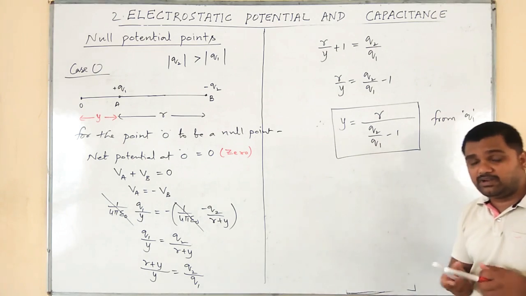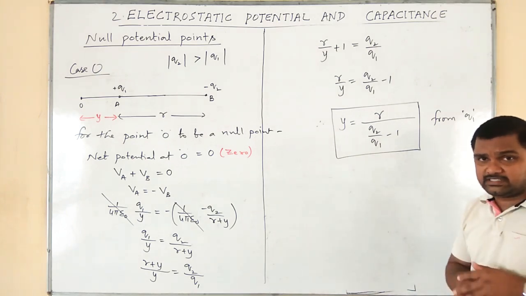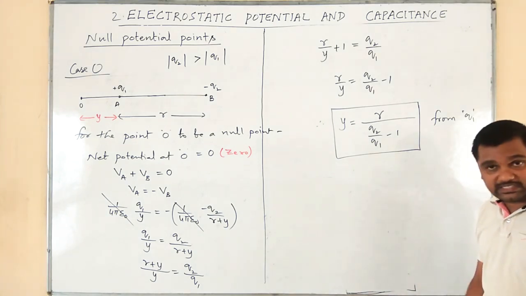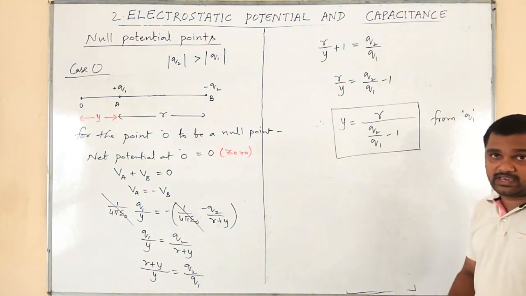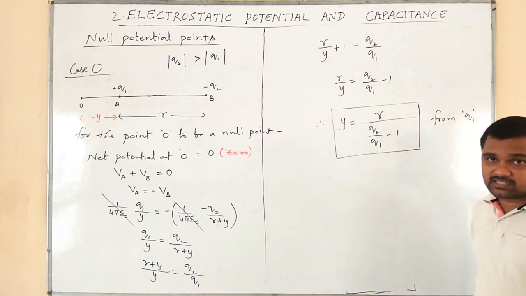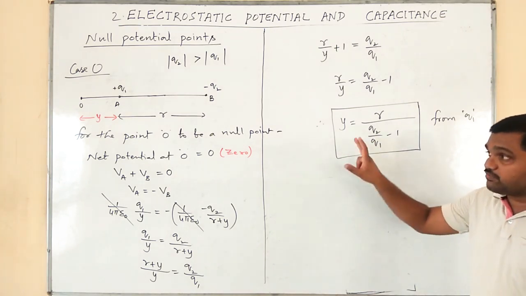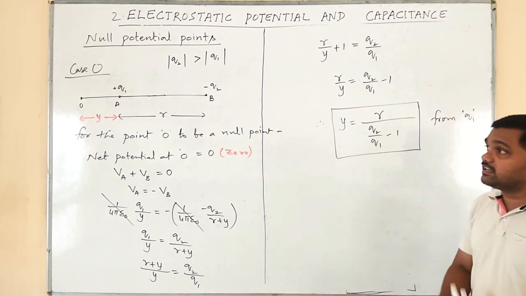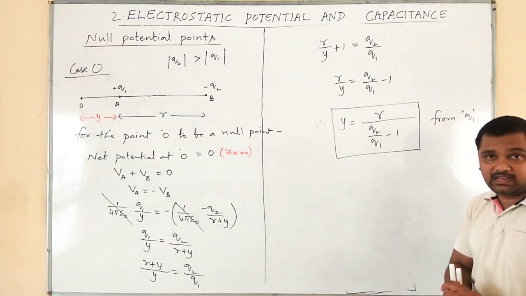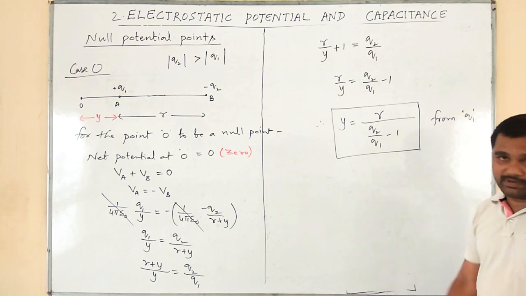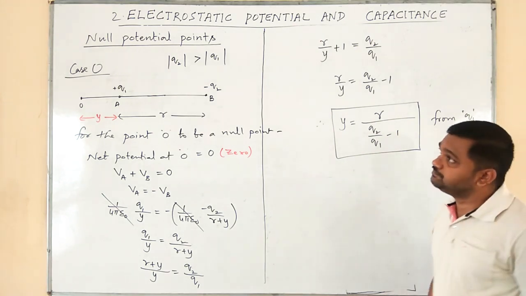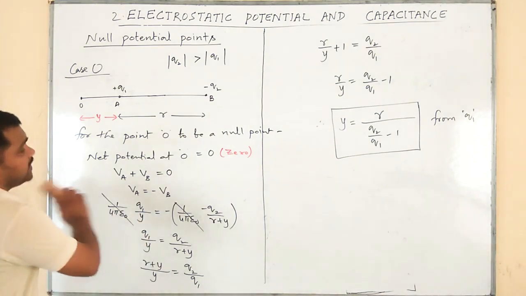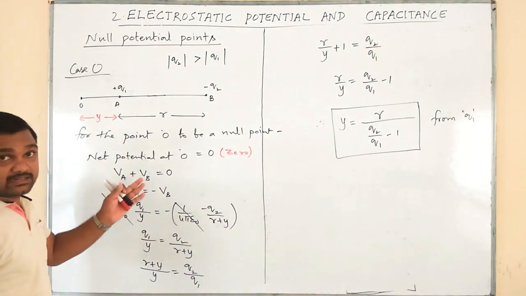So there is a possibility of two null points where the net electric potential due to two or more charges becomes 0. Okay, very important concept and very important formula to find the null potential points in case of 5-mark numerical problems. Please remember. Okay. I think no need to explain it again.